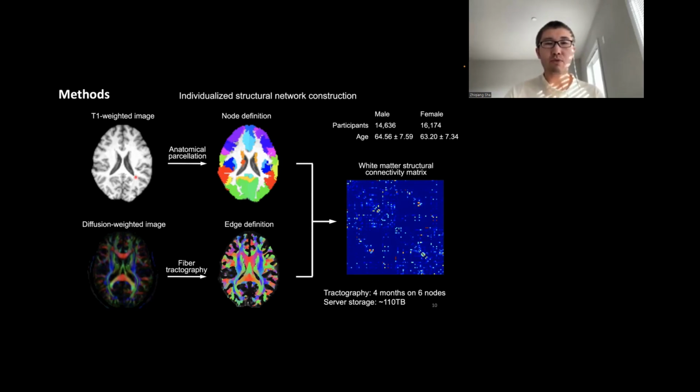For node definition, we mapped the AAL atlas from common space to native space, and a total of 90 regions has been defined for each individual. And for the edge definition, we counted the number of streamlines between each pair of the regions while adjusting for the brain size of the volumes of the regions connected. And this process roughly takes 4 months on 6 cluster nodes, and this process also used 110 gigabytes.